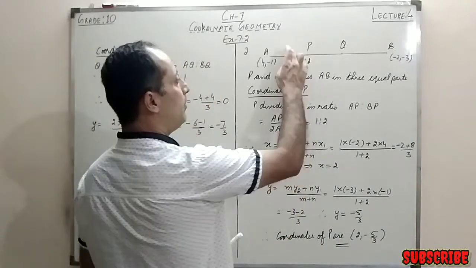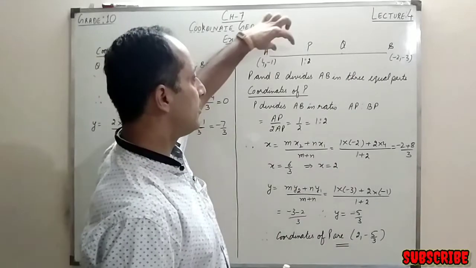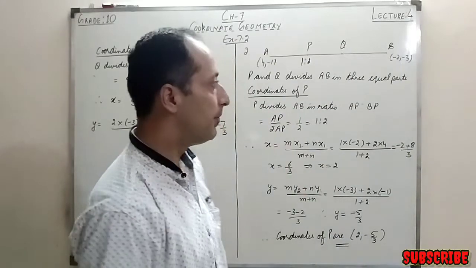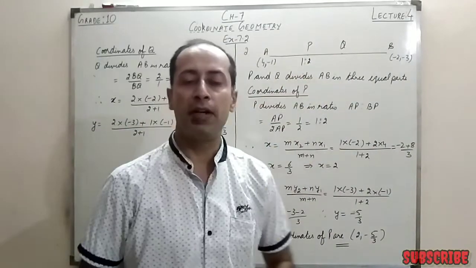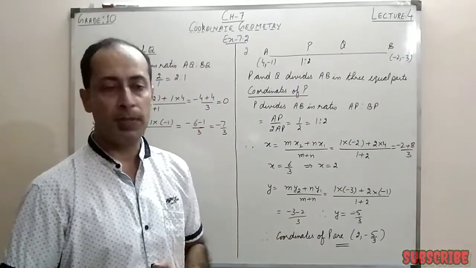Here this AP, PQ and BQ, they all are equal. So we have a trisection. So 1 section, 2 section and 3 section. That means trisection. Now what we have to do, we have to find the coordinates of P also and we have to find the coordinates of Q also. So first of all, we will find the coordinates of P.